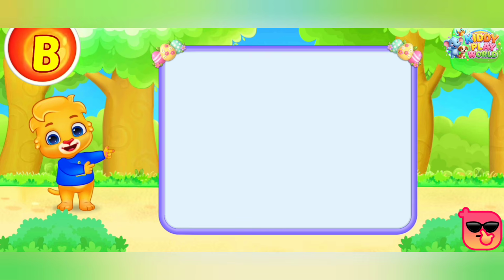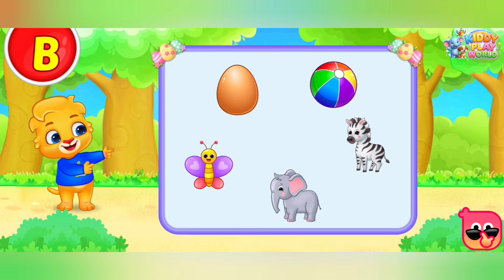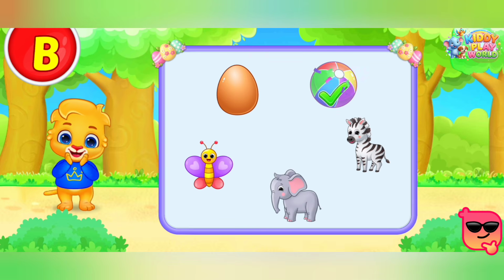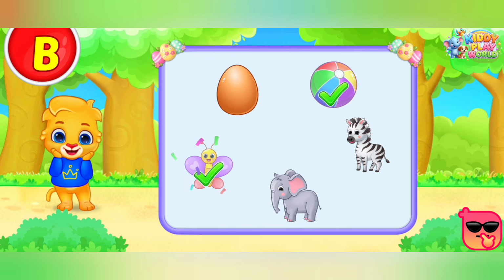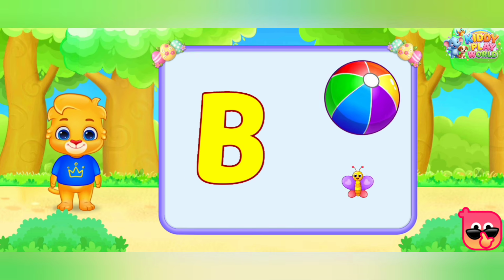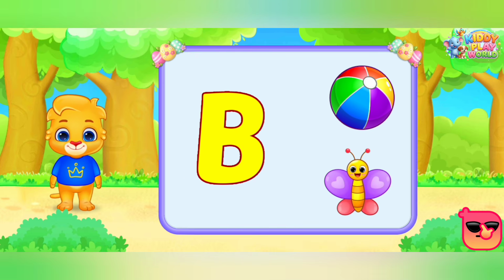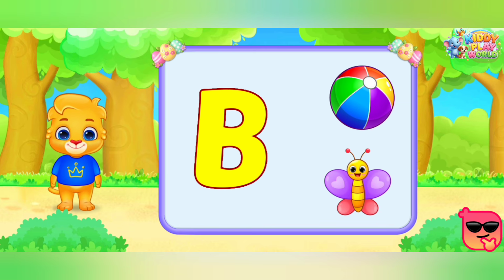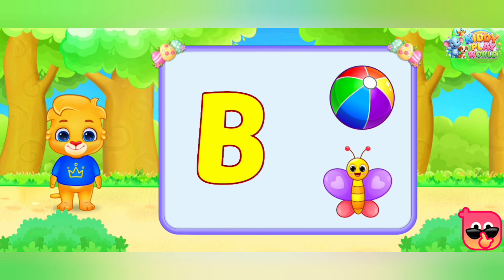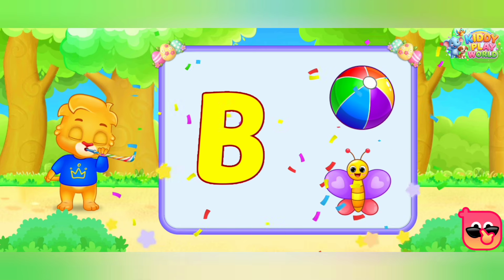Tap the picture that starts with letter B. B is for ball. B is for butterfly. Well done!